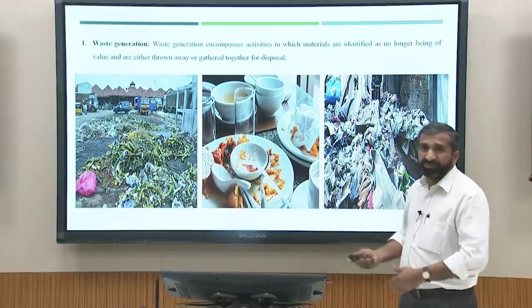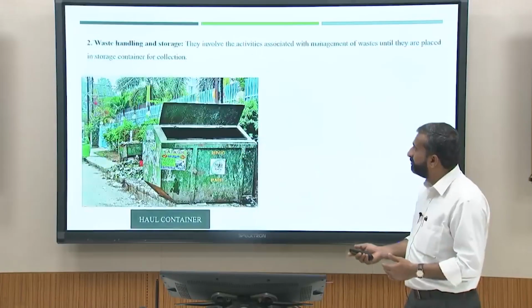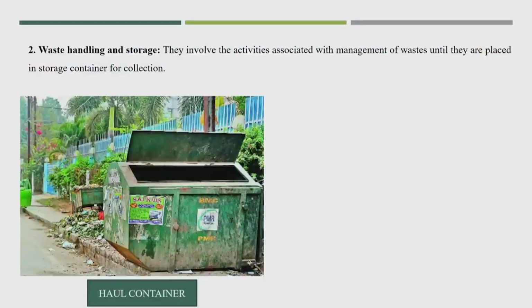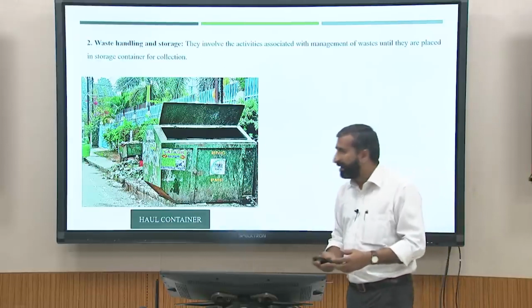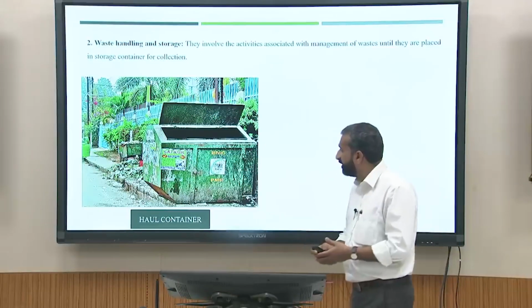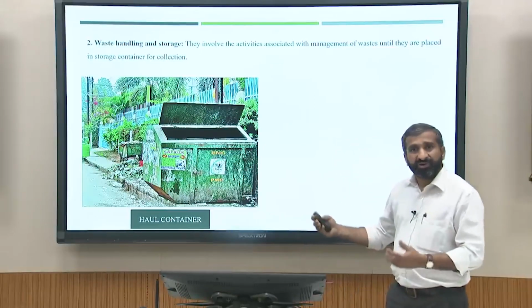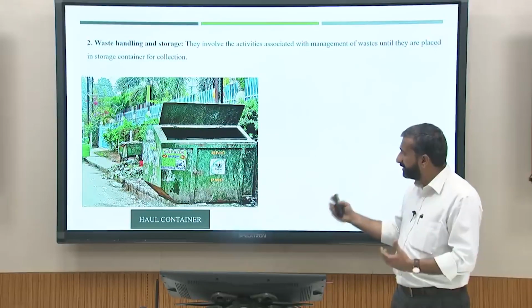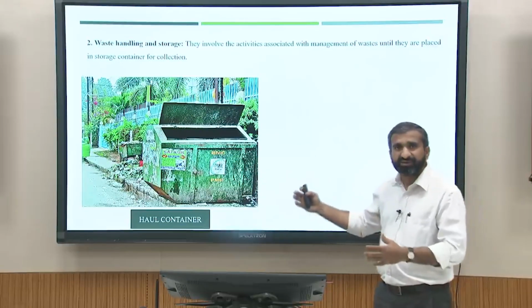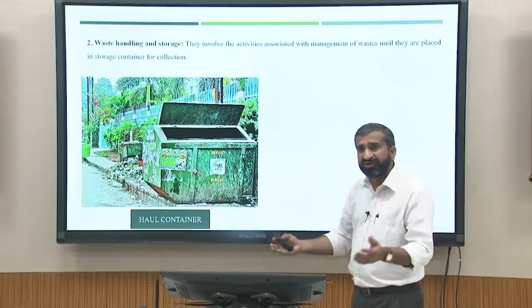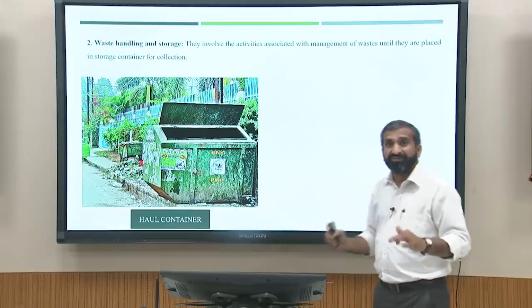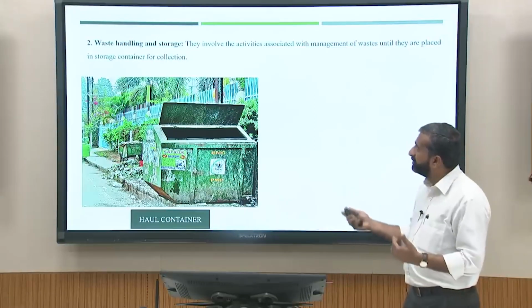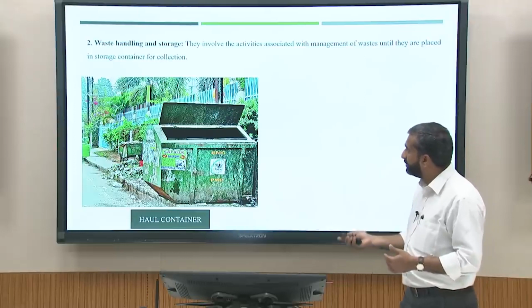So, once you know the proper generation of the waste, we will go for waste handling and storage, that is, on-site storage. We will have this kind of container, and in your city, in your urban locality also, you may find similar photographs, where the corporation has provided such containers. Normally these containers or dustbins are called haul containers. Why haul container? Because the entire container is hauled onto the vehicle along with the waste. This is one kind of storage, on-site storage.